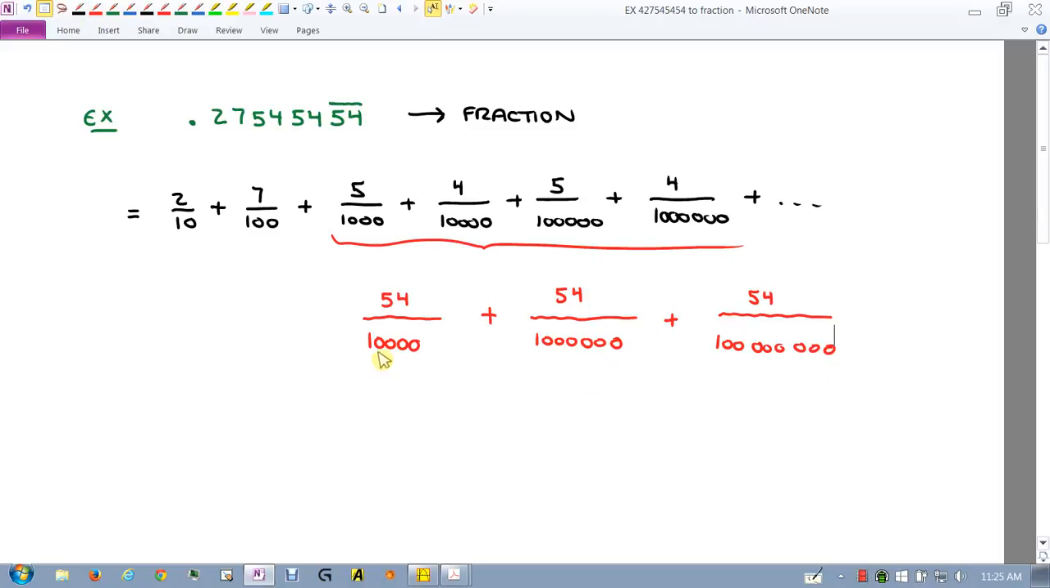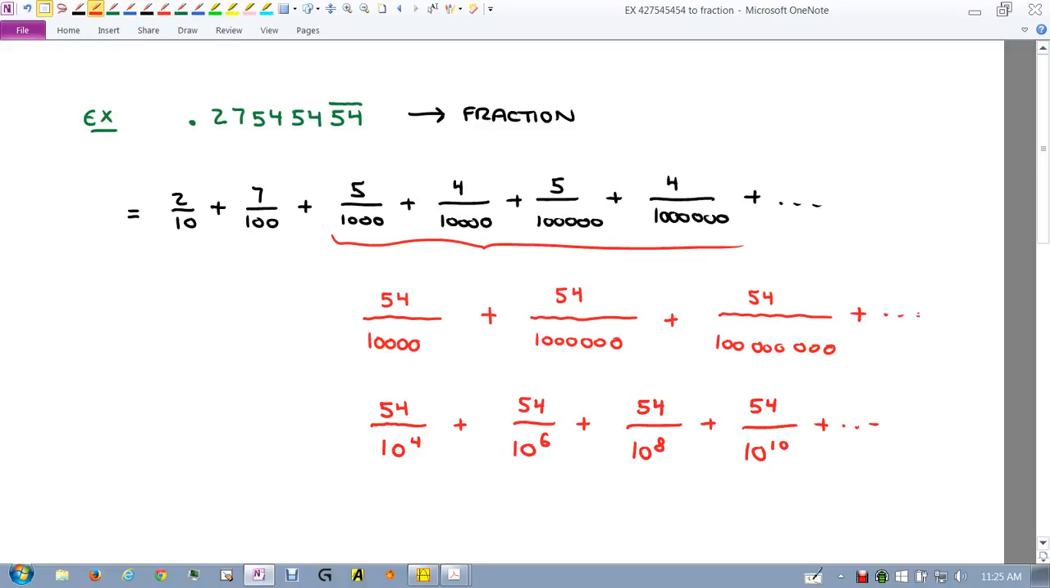What's happening every time I go out? I have 4 zeros here, then 6 zeros here, then 8 zeros here, next one I'll have 10 zeros. So I could also look at this as 54 over 10 to the 4th, plus 54 over 10 to the 6th, plus 54 over 10 to the 8th. The next one would be 54 over 10 to the 10th, and so on and so forth. Yeah? That would be correct? You following it?